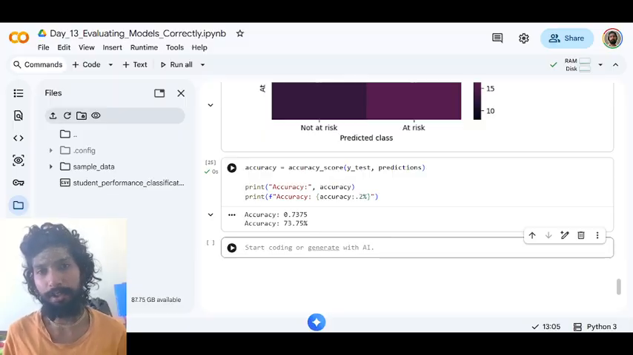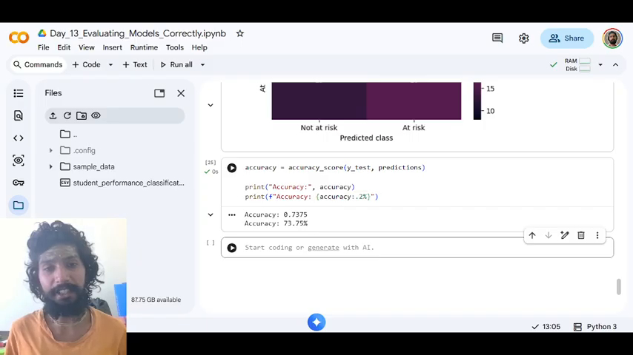Imagine that we have 100 students. Out of them, 95 are not at risk and 5 are at risk. Now imagine a model that predicts that every student is not at risk. It correctly predicts the 95 students who are not at risk. It incorrectly predicts the 5 students who are at risk. Its accuracy is still 95%.